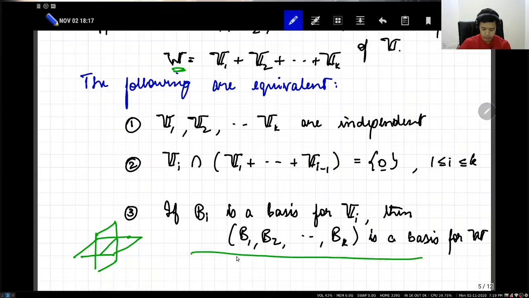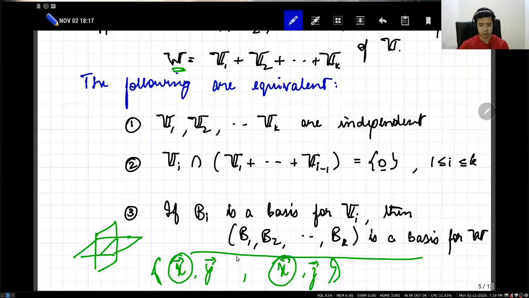Is property 3 satisfied? It is not, because if you look at, let's say, the x-axis and the y-axis, this is a basis for V1, and the x-axis and the z-axis form a basis for V2. But then if I take them together, as a sequence rather than a set, this is not a basis, because these two x-axis vectors are linearly dependent. So it forms a spanning set for W, but it is not a basis.